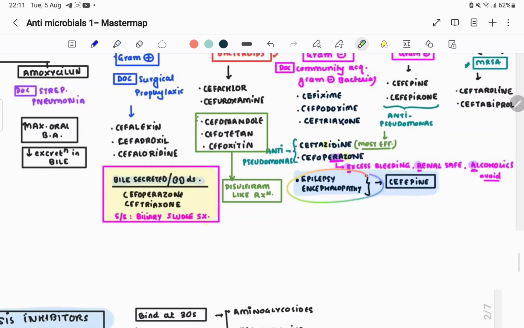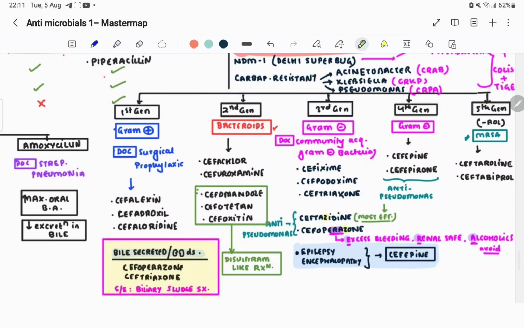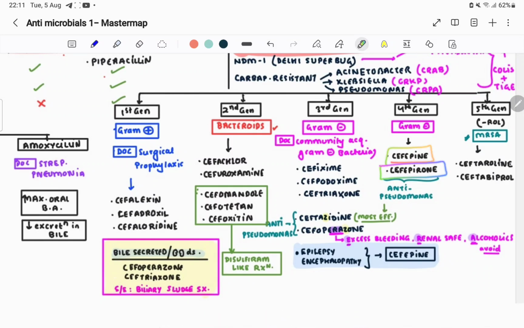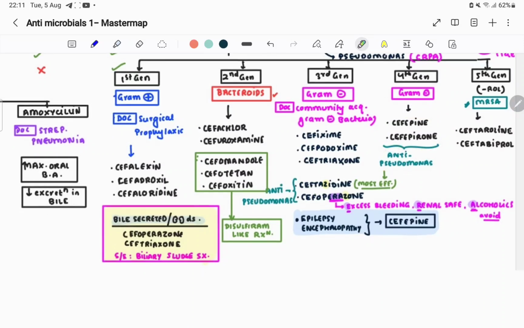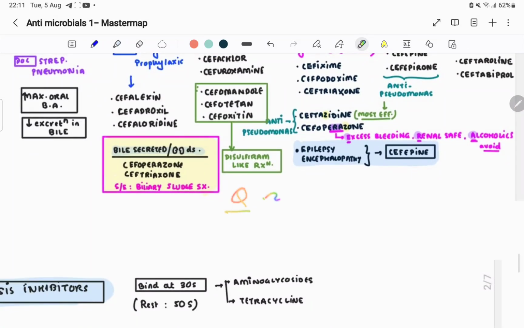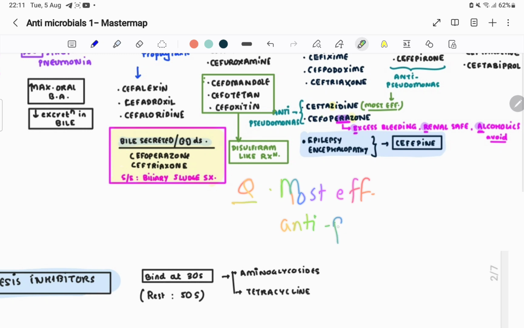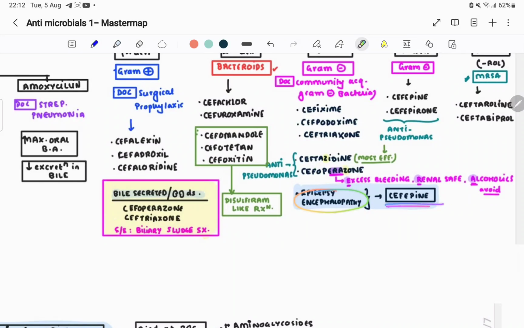In epilepsy and encephalopathy, you give cefepime. Cefepime is a fourth generation drug. So fourth generation, two drugs to remember which have P in their name: cefepime and cefpirome. These are also anti-pseudomonas. If they ask you an MCQ, most effective anti-pseudomonas, you can answer ceftazidime. And epilepsy and encephalopathy, cefepime.